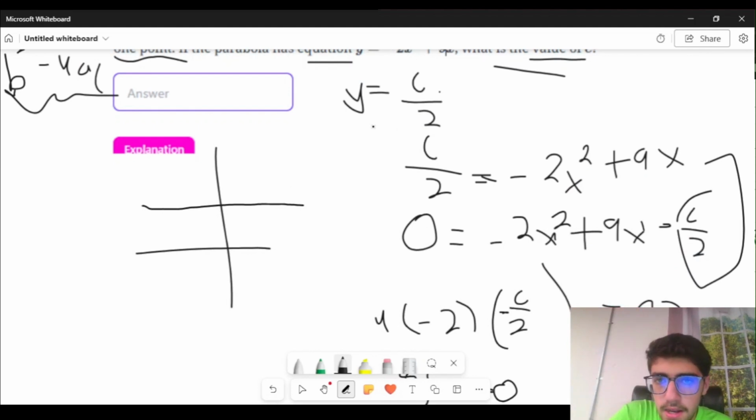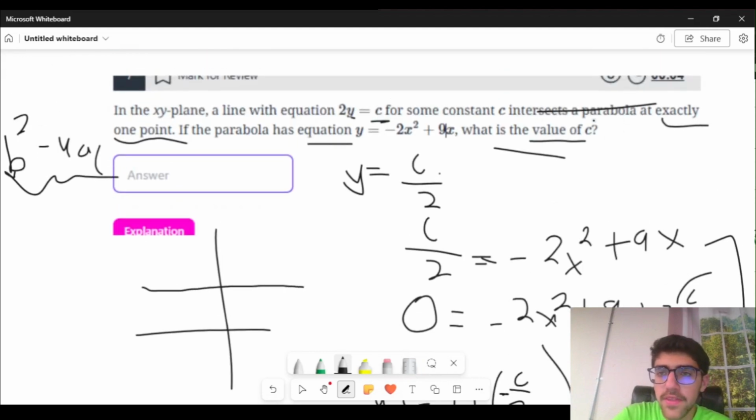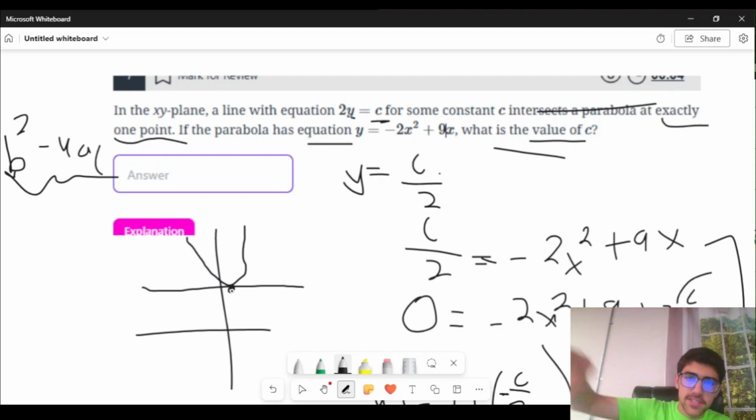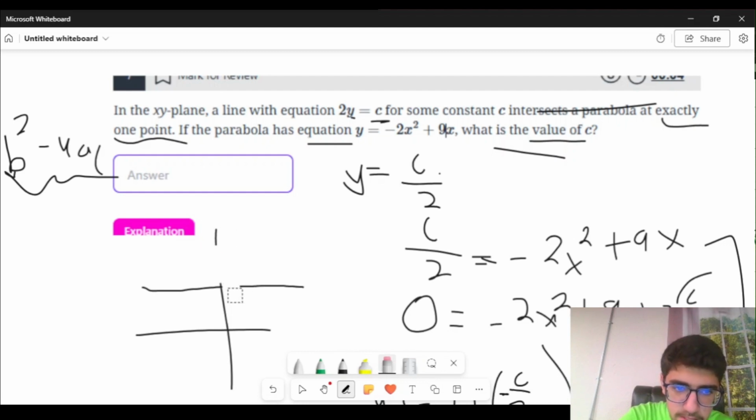If there's a parabola, the only way that a parabola and a straight line intersect at only one point is if they intersect at the parabola's vertex. The vertex is the part where it goes from decreasing to increasing, or increasing to decreasing. In our case, it's the other way around, because a is negative, so it's going to look like this, upside down. So the only way that a straight line and a parabola can intersect at only one point is if that one point is the vertex.